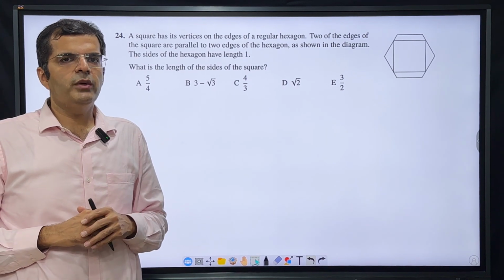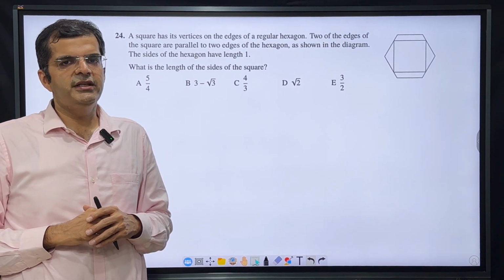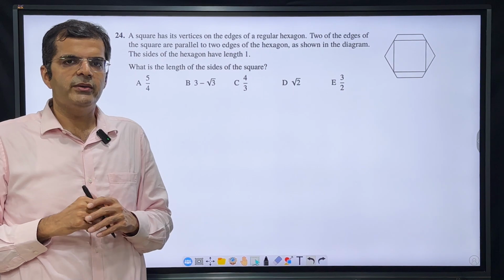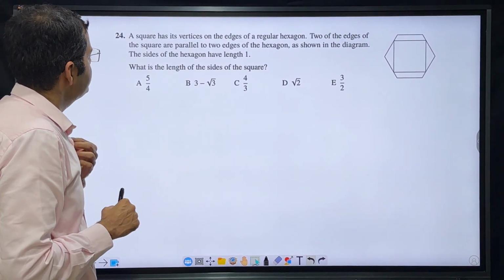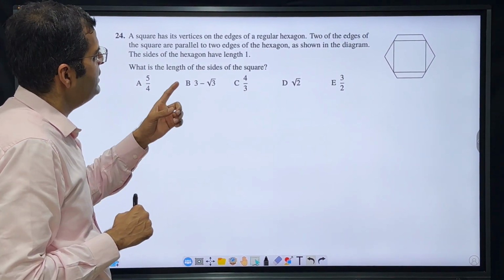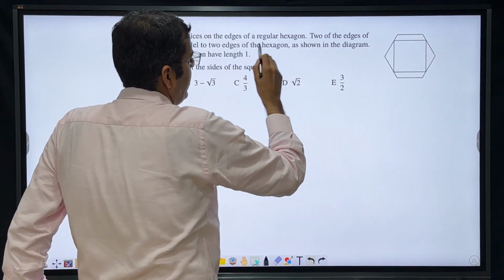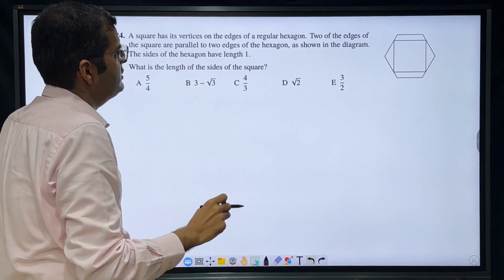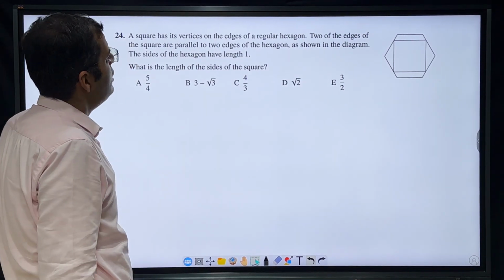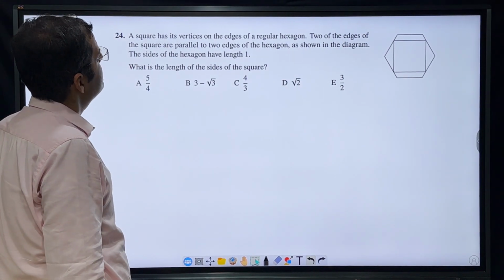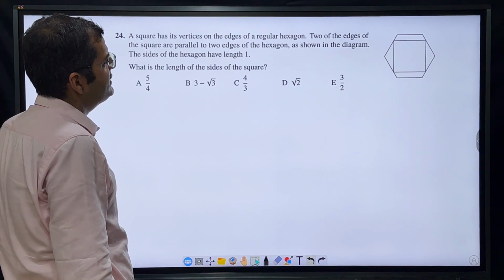So this is the 24th question of the UKMT exam for the Senior Mathematical Challenge for the year 2023. The question says a square has vertices on the edges of a regular hexagon. This is a regular hexagon and a square has vertices on the edges of it. Two of the edges of the square are parallel to two edges of the hexagon.